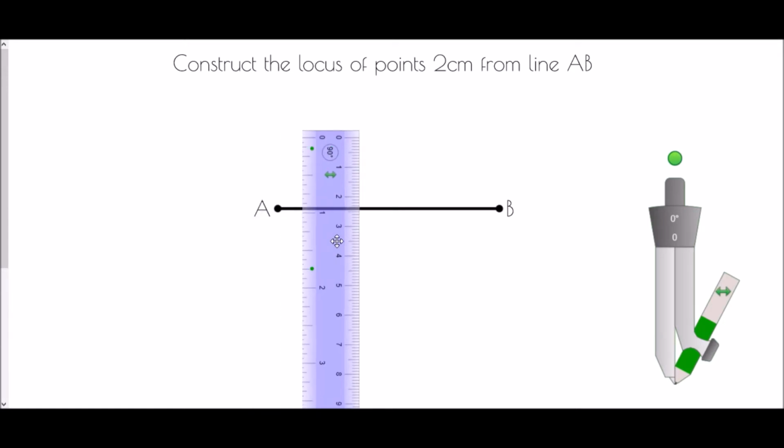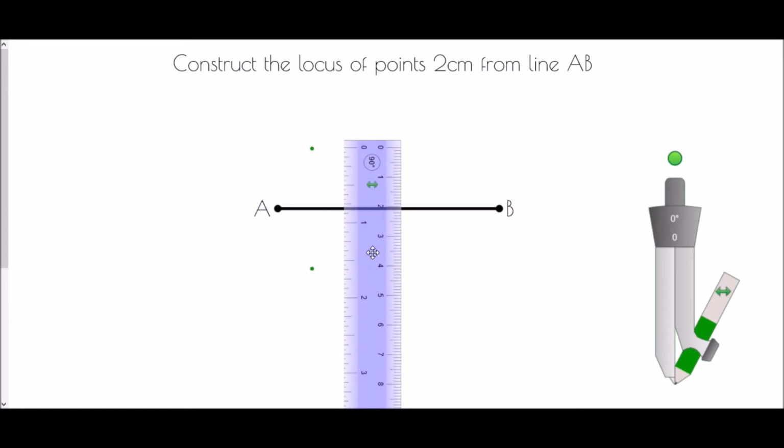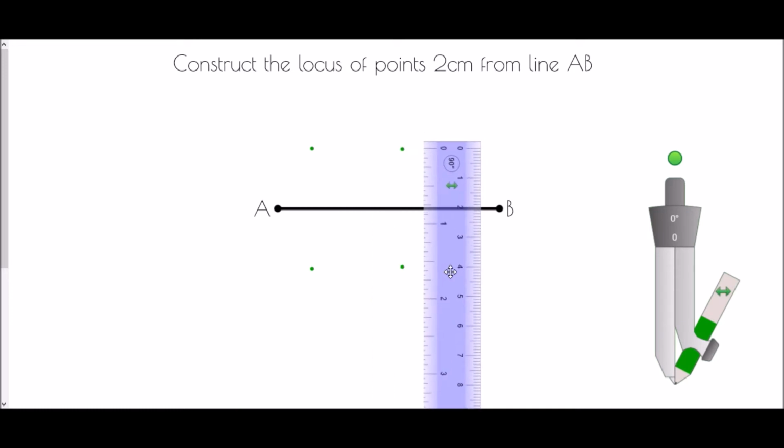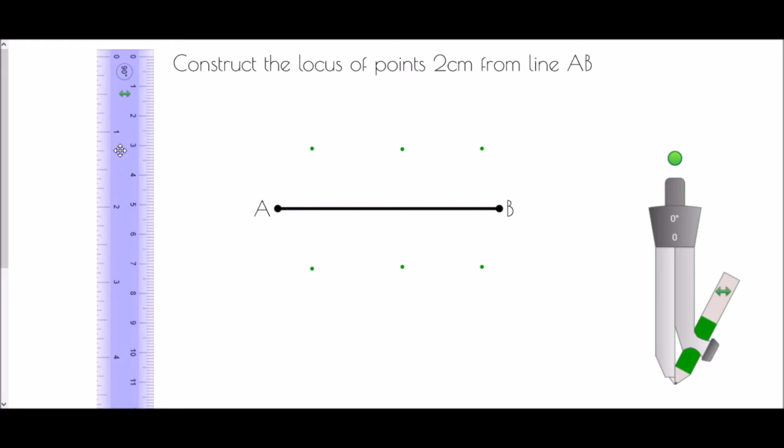But if we then move our ruler along again, there are more points. There's a point here that's 2 centimeters away, and a point here that's 2 centimeters away. And if we keep going, we'll find more points 2 centimeters above and 2 centimeters below. And so what that is telling me is that I'm going to need quite a lot of points to make this diagram.